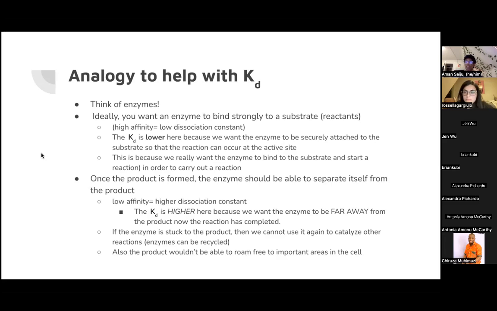So that's another scenario where instead of comparing enzyme A and ligand A to enzyme B and ligand B, now we're talking about enzyme A and substrate versus enzyme B and product. You want the enzyme A and substrate KD to be really low, and the enzyme A and product KD to be really high. Does that make sense, everyone? I'm going to pause for questions. All right. Lovely.